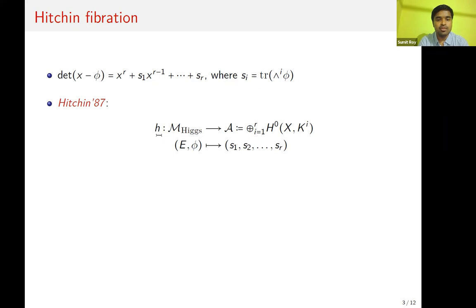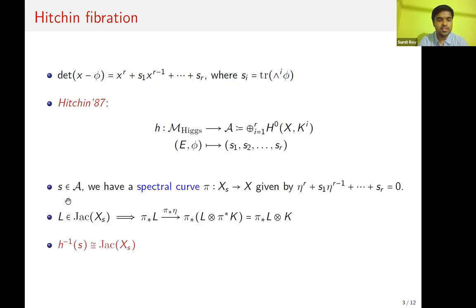And so we have a morphism from the moduli space of Higgs bundles to the vector space A, which is the direct sum of H^0(K^i), which sends a Higgs field phi to these coefficients s_i. And this morphism is surjective, and in fact, it is proper. So therefore, the fibers are compact. And in fact, the fibers are abelian varieties. Okay. So the question is, what are exactly the generic fibers of this morphism?